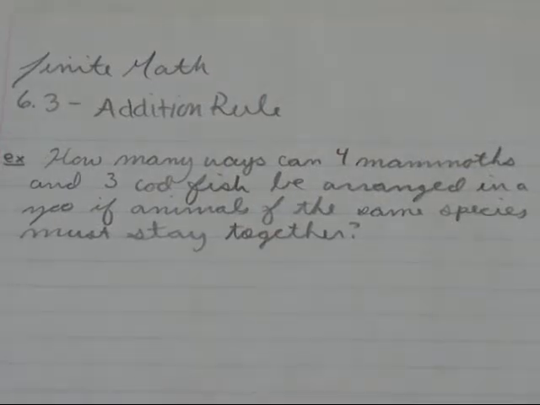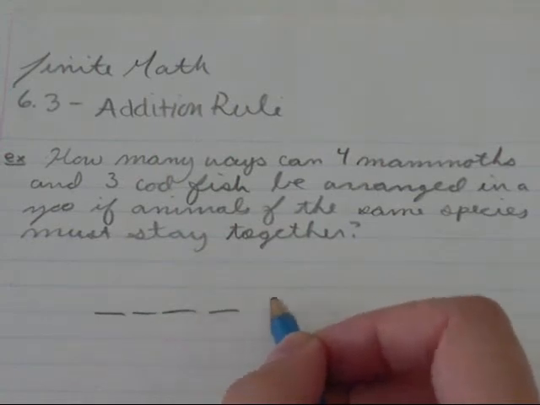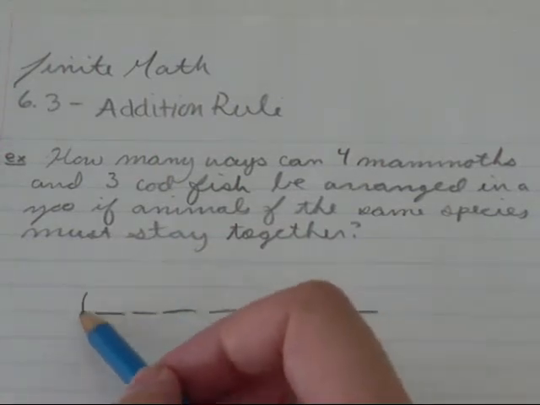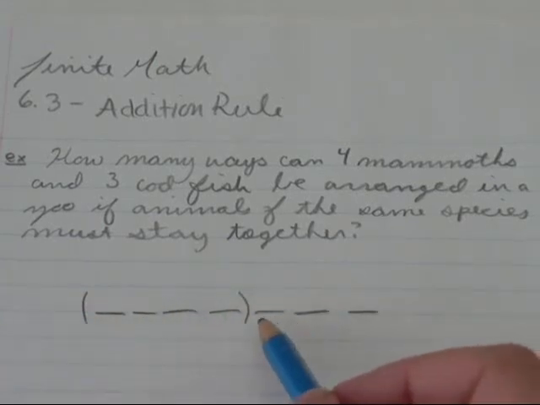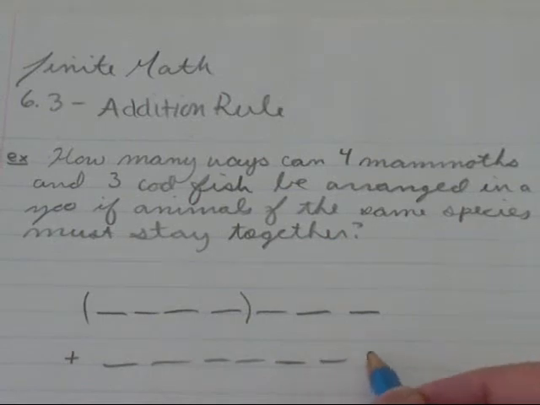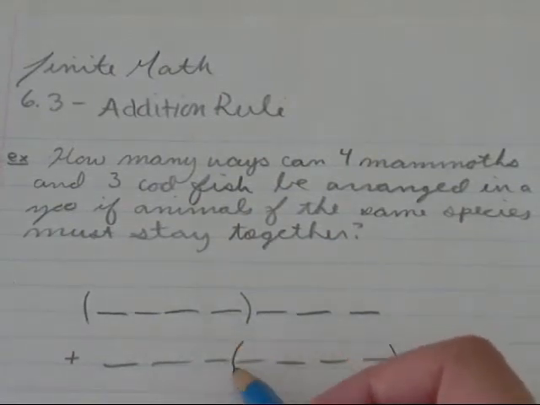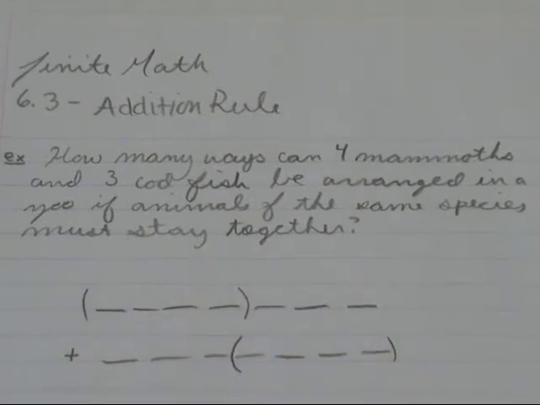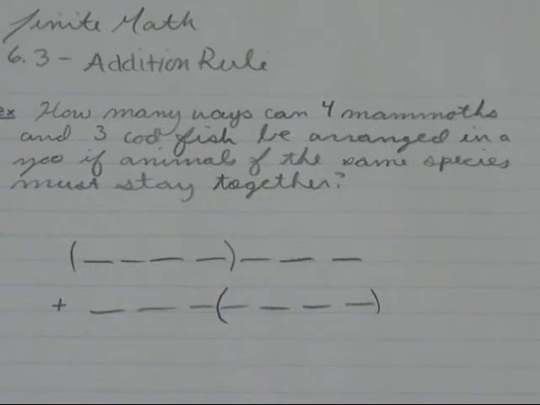It doesn't matter which one you start with. So in this example I have: how many ways can 4 mammoths and 3 codfish be arranged in a zoo if animals of the same species must stay together? The way I'm going to go about this, first I'm going to realize that I have 7 slots, 1, 2, 3, 4, 5, 6, 7. I can either have my 4 mammoths living here and my codfish living here, or, which means add, I can have my 3 codfish living here and my 4 mammoths living here. So I have 2 distinct situations, and it doesn't matter whether a mammoth is starting or ending the sequence.